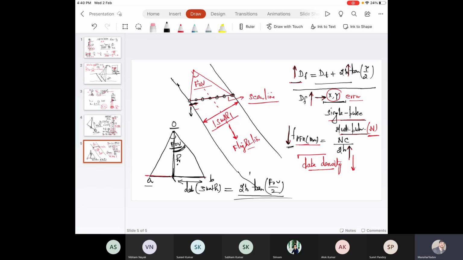Now, if you increase the height over here, what happens? This DAB, the swath, will increase. So if you are flying higher, a larger area is covered in one flight line. Why is it so? Because this width will increase. It means the time of operation is less compared to flying at low height.